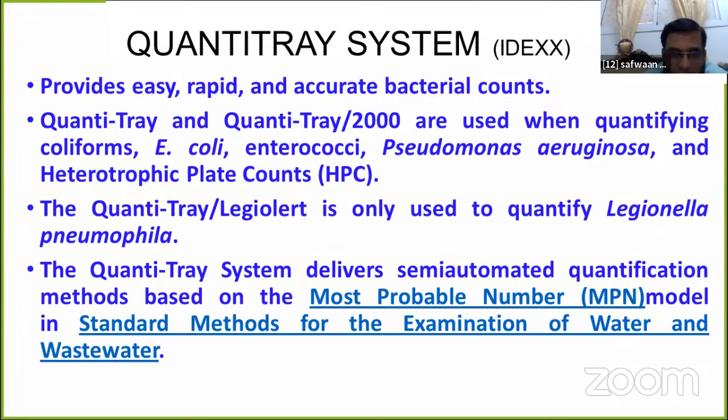We will see it in the next slide. The 100 ml water sample is directly mixed with the reagent. There is a tray here consisting of 51 wells. So we add the 100 ml water sample, and after incubation, we count the number of positive wells and refer to the MPN table.